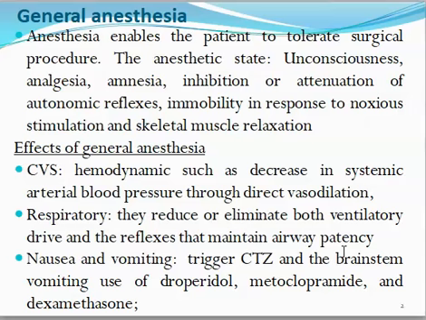Also, the general anesthetic agents trigger the chemoreceptor trigger zone, or the nausea and vomiting center in the brainstem. Hence, we use drugs to prevent nausea and vomiting, like droperidol, metoclopramide, and dexamethasone. All these could be used as adjuncts in pre-anesthetic medication.